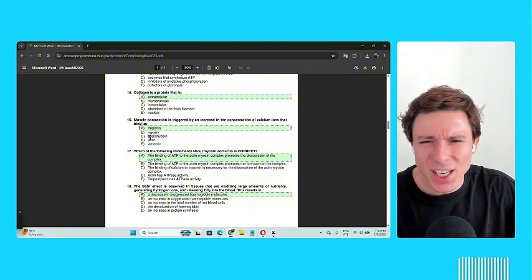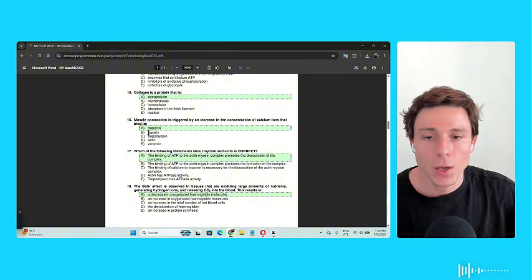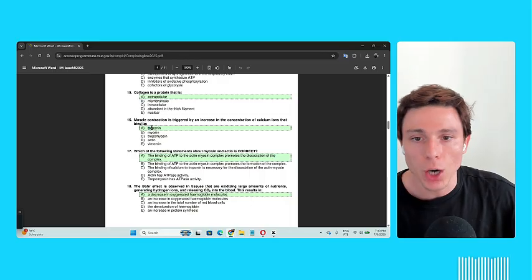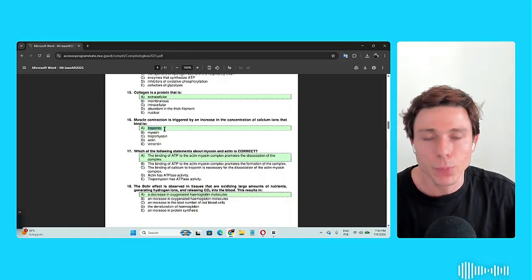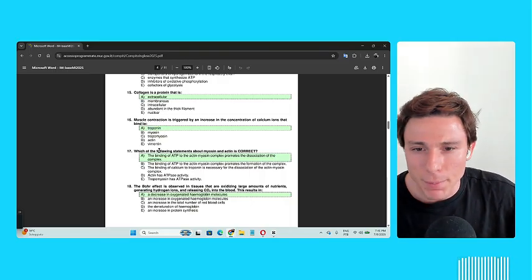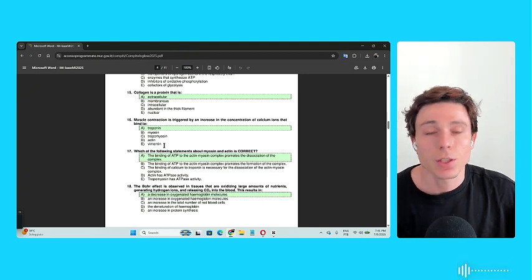Now, letter C is the ultimate trap of all these questions here. But you need to remember who's going to be doing the hard work here. It's going to be the troponin, which is present in the actin. And letter C, vimentin, honestly, I don't even know what it's doing here. So let's go check the other questions.